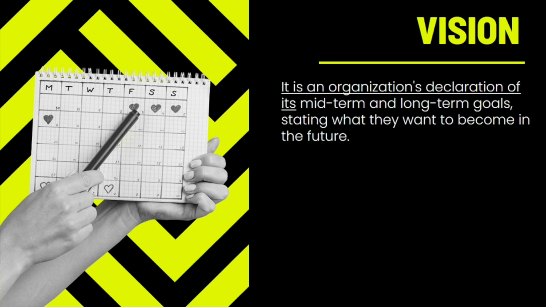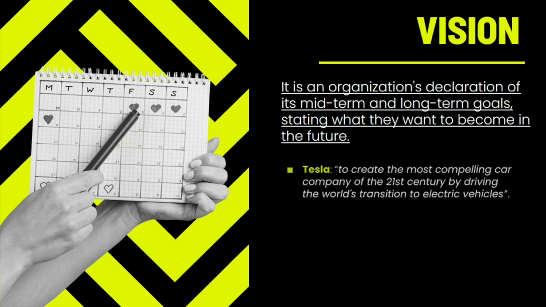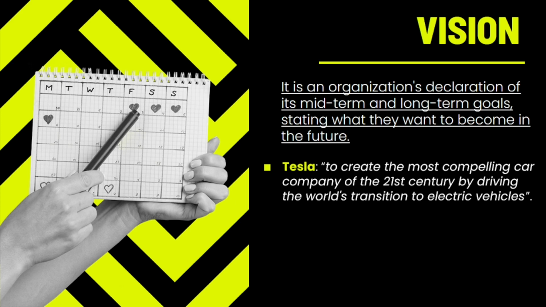Vision is an organization's declaration of its midterm and long-term goals, stating what they want to become in the future. So, vision is what or where your company will strive toward. For instance, Tesla's vision statement is to create the most compelling car company of the 21st century by driving the world's transition to electric vehicles.